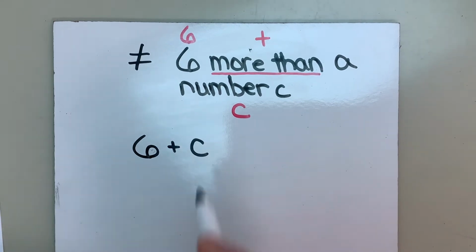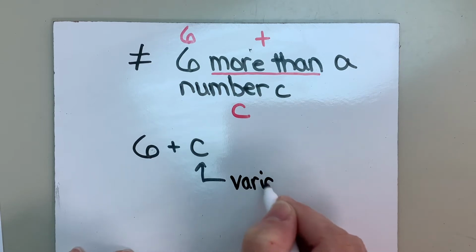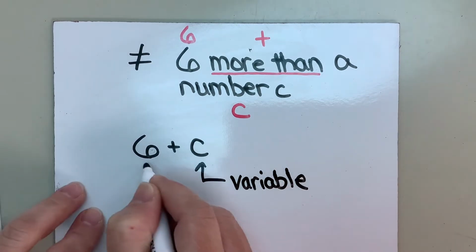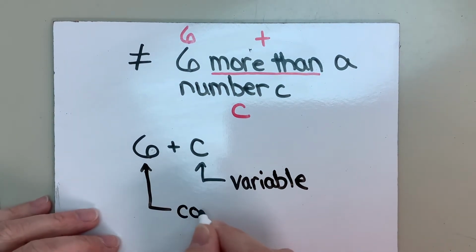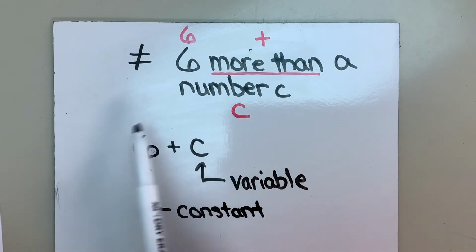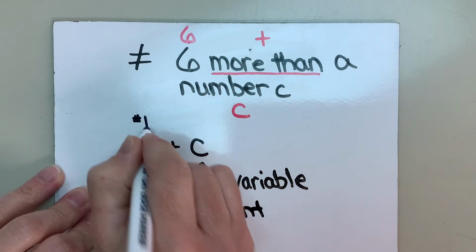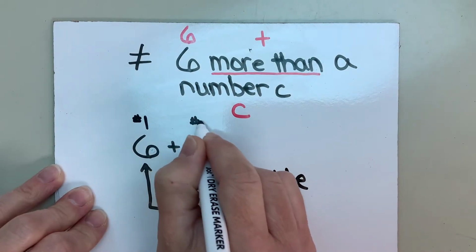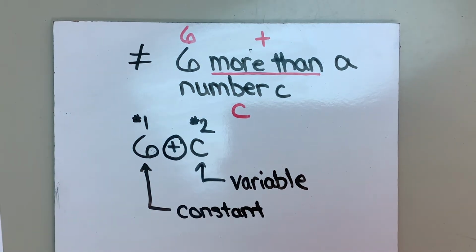In this expression, the letter is your variable. And this 6, which is not going to be changing, 6 is 6, is known as your constant. Another important piece of information is this expression has 2 terms. A term must be separated by a plus or a minus sign. So in this case, there are 2 terms.